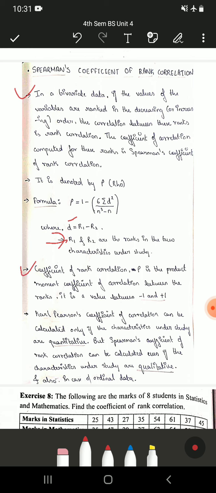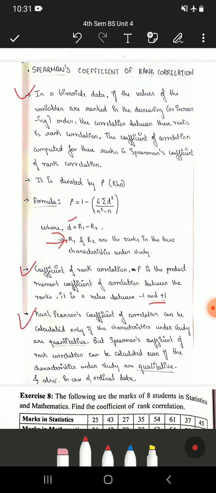So note that the coefficient of rank correlation rho is the product moment coefficient of correlation between the ranks. So its value is between -1 and +1. Karl Pearson's coefficient of correlation has the range -1 to +1, and even Spearman's coefficient of rank correlation has the range, that is the values will be between -1 and +1, or exactly -1 or +1. And this is an important property.